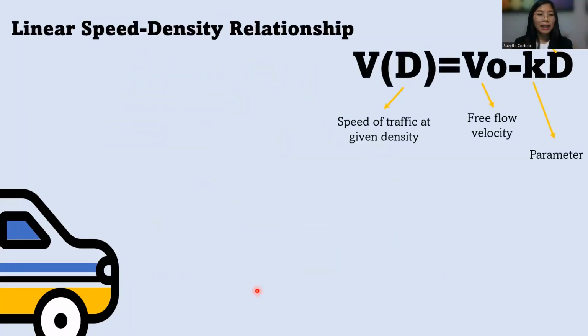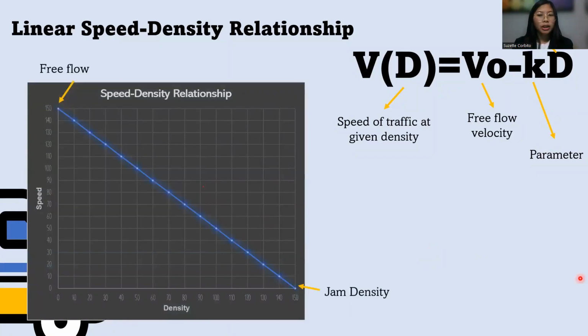We have the linear speed density relationship formula, which is the speed of traffic at a given density is equal to the free flow speed minus k times d. The free flow velocity is the average speed that a vehicle would travel if there were no congestion. And this parameter k would be determined from empirical data and field studies. And the jam density is the maximum traffic density at which traffic can still flow but at a minimum speed. We have the graph for this as it shows the relationship of the two.